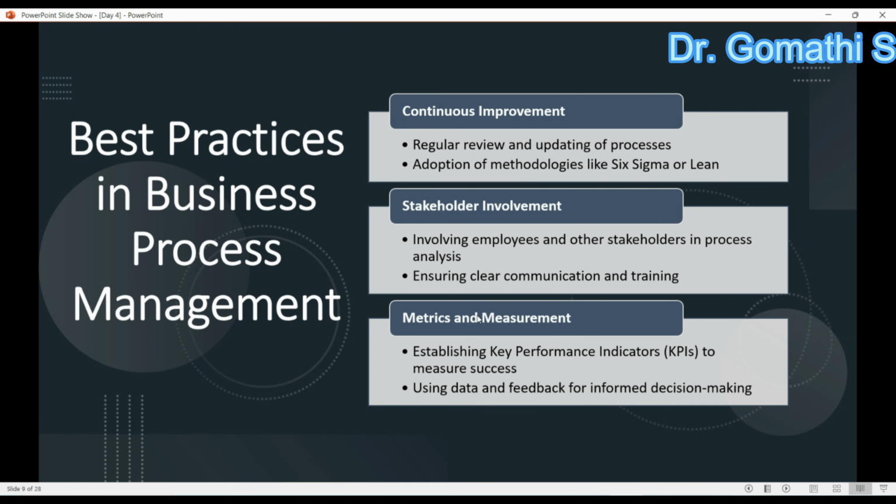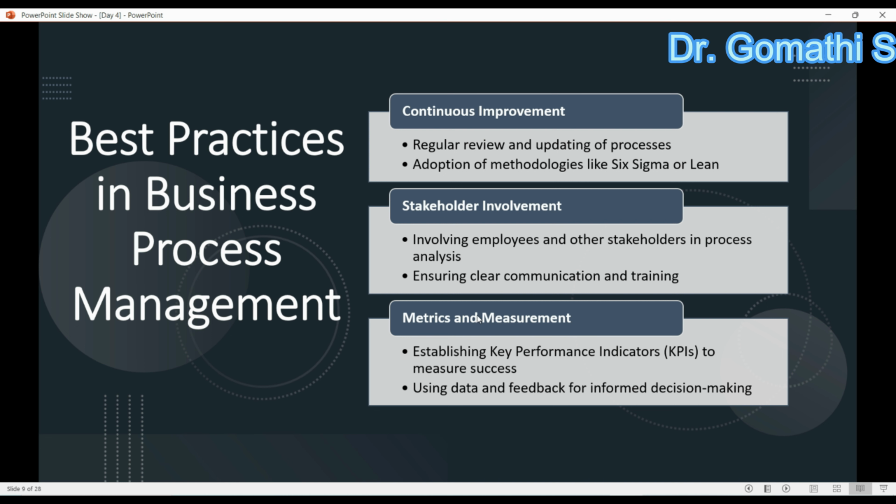The best practices in process management involve continuous improvement, stakeholder involvement, and metrics and measurement. Continuous improvement involves regular review and update of business processes. You can use methodologies like Six Sigma or Lean to enhance processes. For example, a manufacturing company regularly reviews its production line processes. By adopting Lean methodology, they identify and eliminate non-value-added activities, reducing waste and improving efficiency.